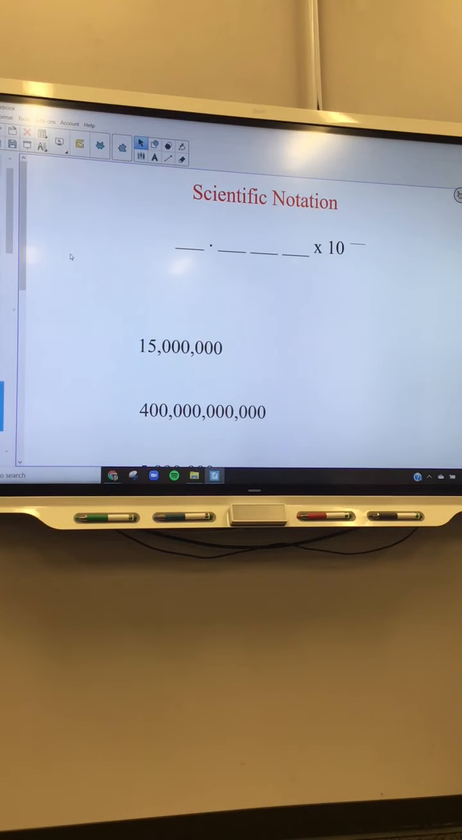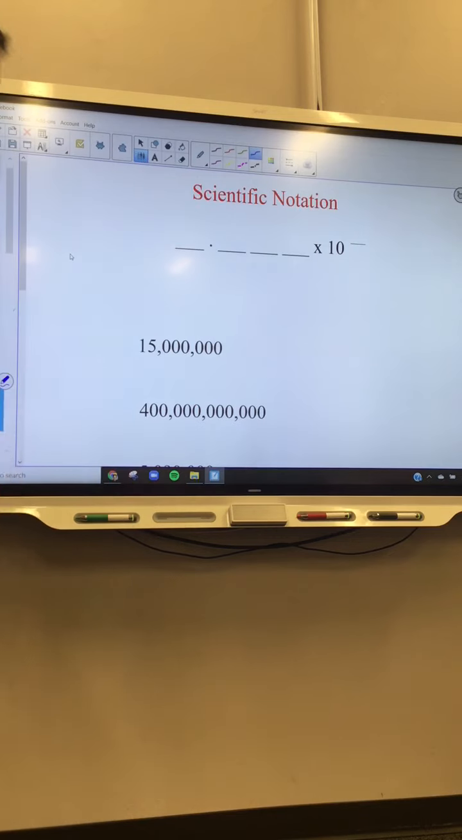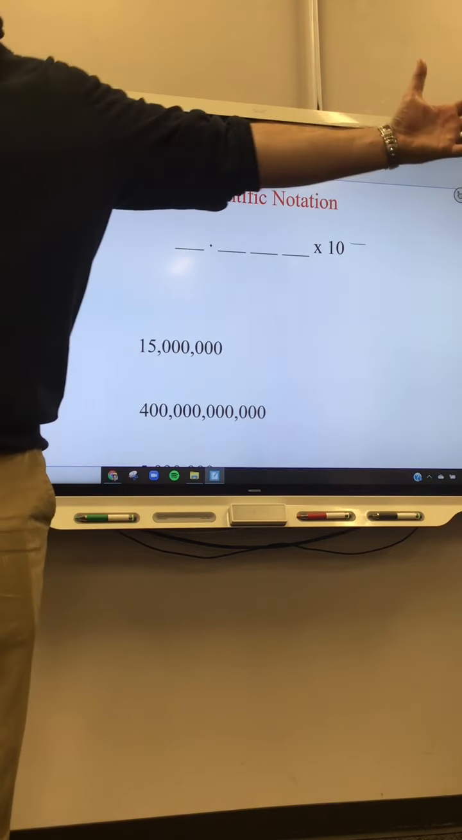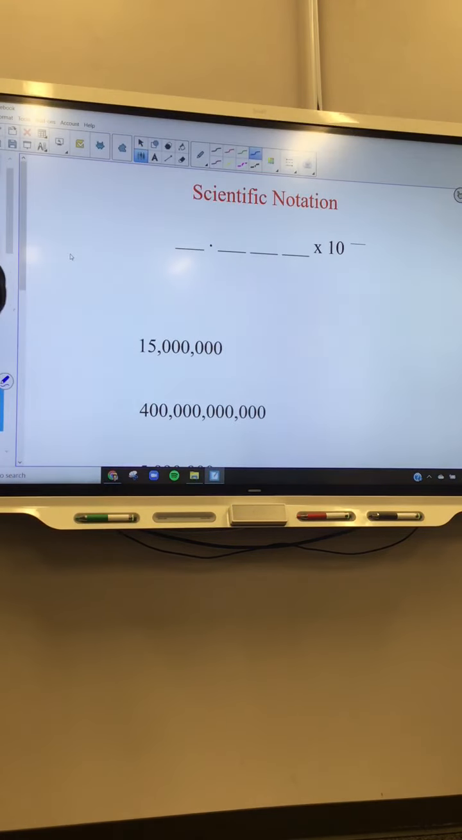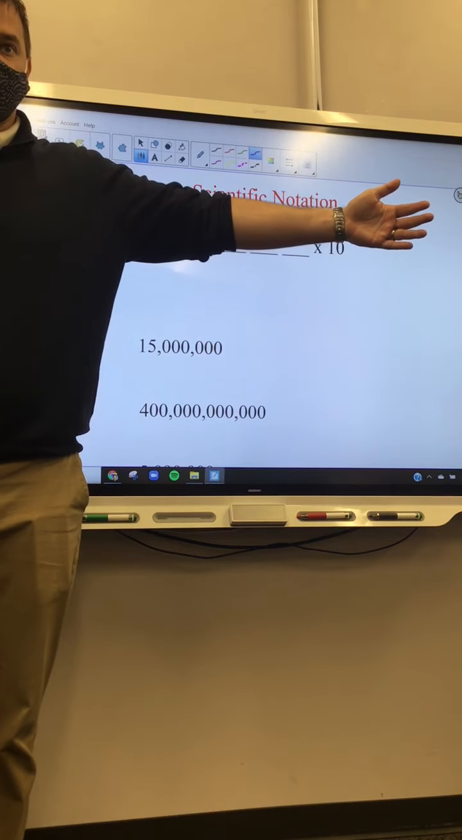So we were talking about scientific notation. Scientific notation is a shorthand way to write a really large number, or a number that's really, really small but has a lot of digits. Okay?